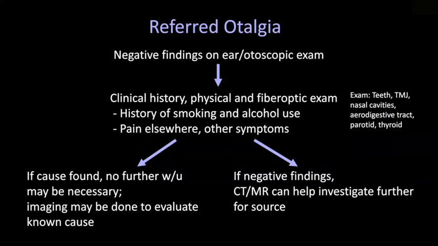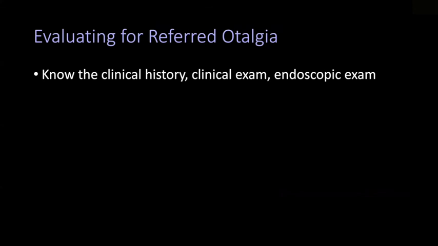The clinical exam should include evaluation of all of those structures innervated by the 6 nerves innervating the ear. And if a cause is found, then no further workup may be necessary. However, if no clear etiology is found clinically, then cross-sectional imaging should be performed to identify a potential source of the otalgia. So what does this mean for us with imaging?